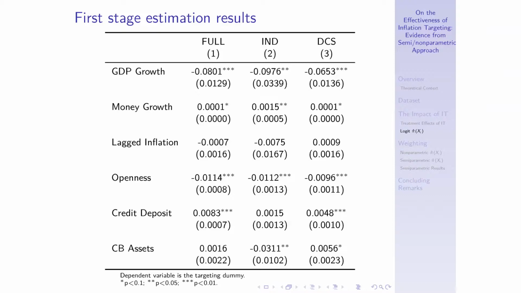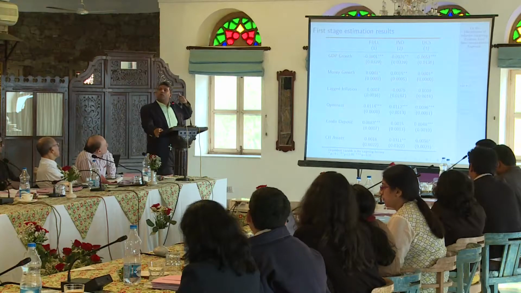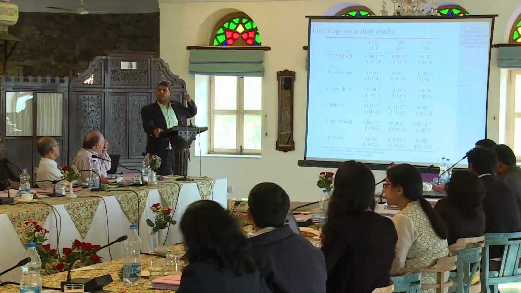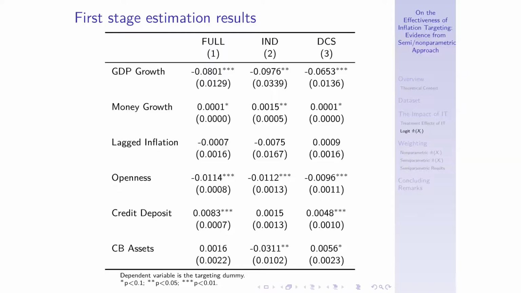So here we find that there is a negative coefficient on GDP growth. It basically means that if you are doing well in terms of high GDP growth, the probability of adoption of inflation targeting is low. Similarly, for high money growth countries, the probability of adoption of inflation targeting is high. And countries with a high credit deposit ratio have a higher probability. And openness: countries which are more open have a lower tendency to adopt inflation targeting, which is consistent with the literature.